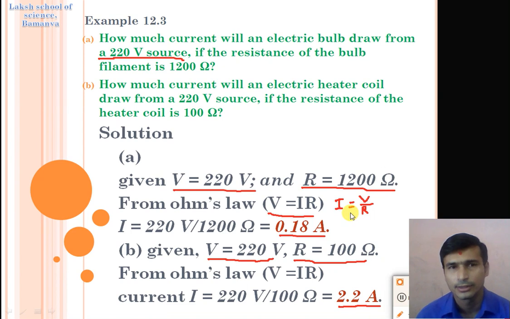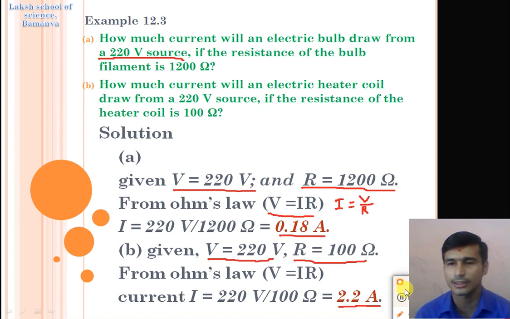So dear students, from this example we know that if the resistance of the circuit is large, here the resistance of the bulb is 1200 ohm, very large compared to the 100 ohm. So the current passing through the bulb is smaller than in the electric heater. If the resistance is larger, the value of the electric current is smaller, and if the resistance is smaller, the value of the electric current is large. So the electric current passing through the conductor is inversely proportional to the resistance of the conductor.